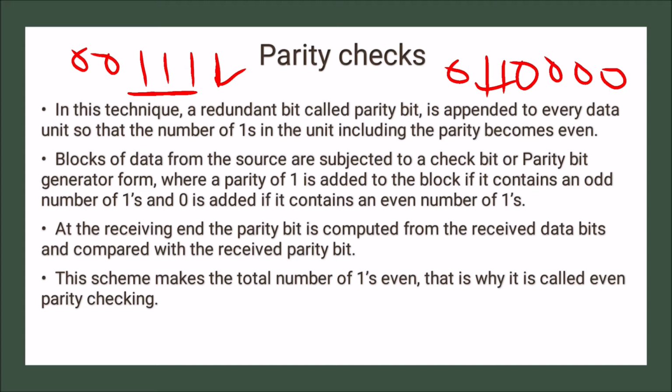At the receiving end, the parity bit is computed from the received data bits and compared with the received parity bit. This scheme makes the total number of ones even. That is why it is called even parity checking. What we are doing in this method is creating an even total number of ones, so it is called even parity checking.